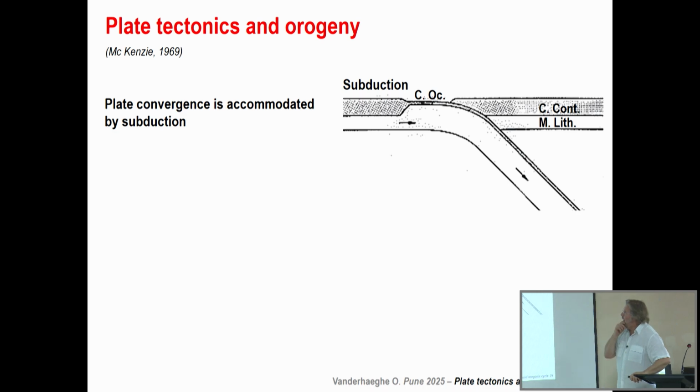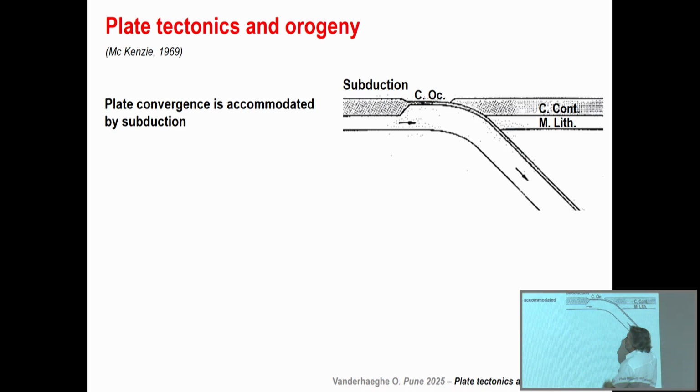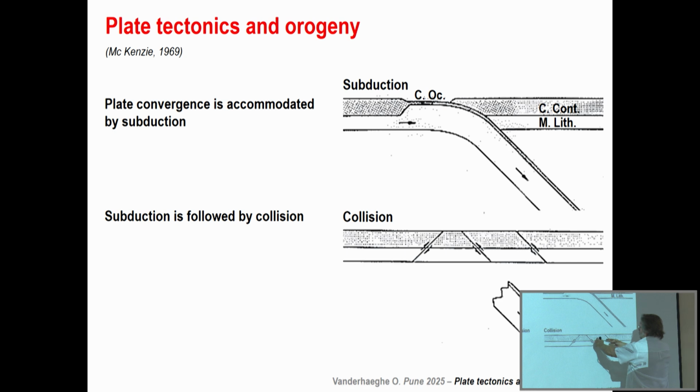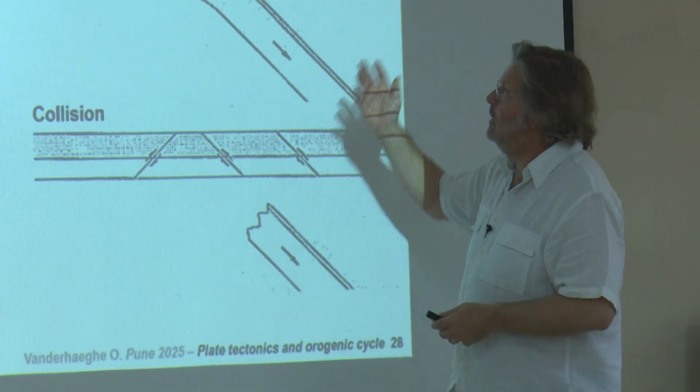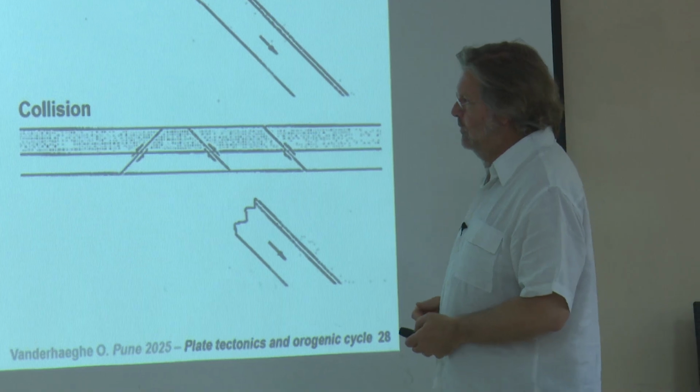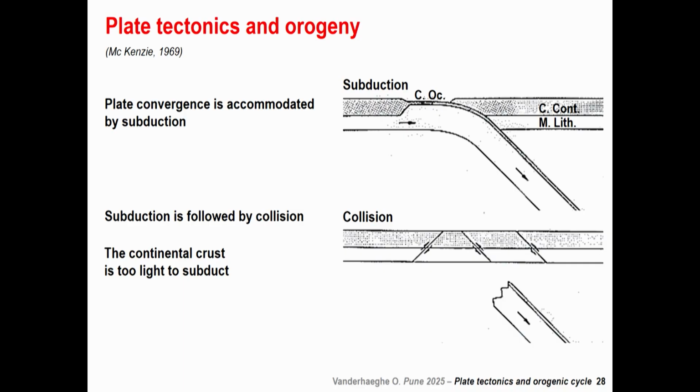So orogeny, how was it incorporated in the frame of plate tectonics? Well, at first it was subduction followed by collision. When two continents come into contact, that is called collision, and that's the end of subduction. That's what these geophysicists thought, the rationale being that the continental crust is too light to subduct. So it resists subduction and it will stop subduction.